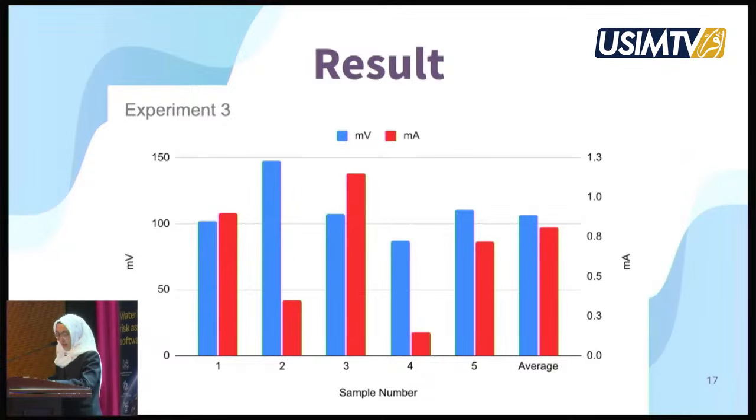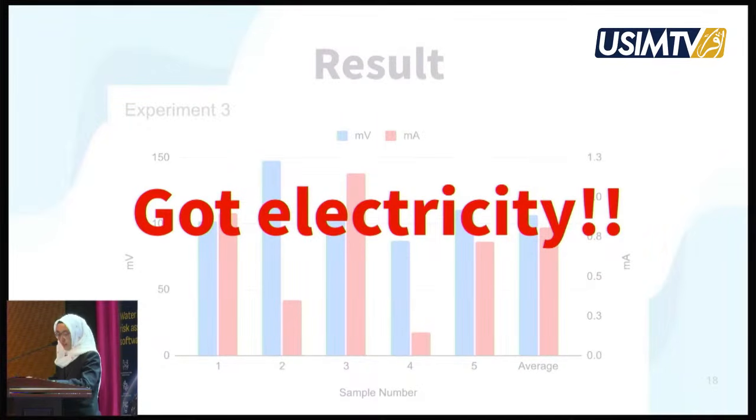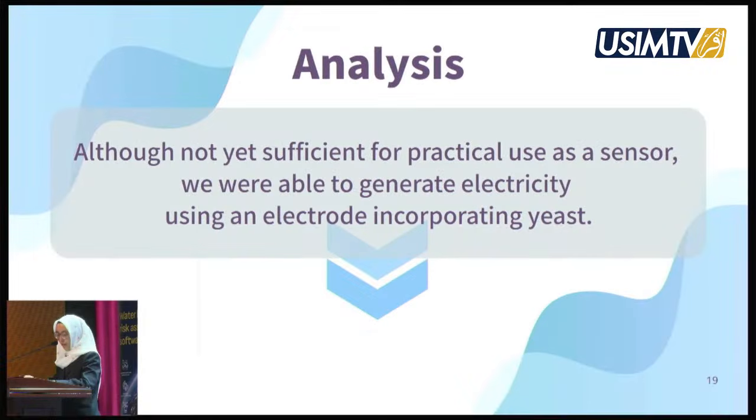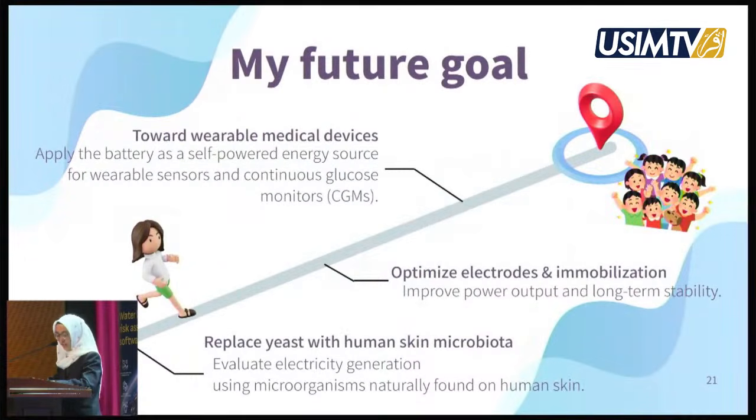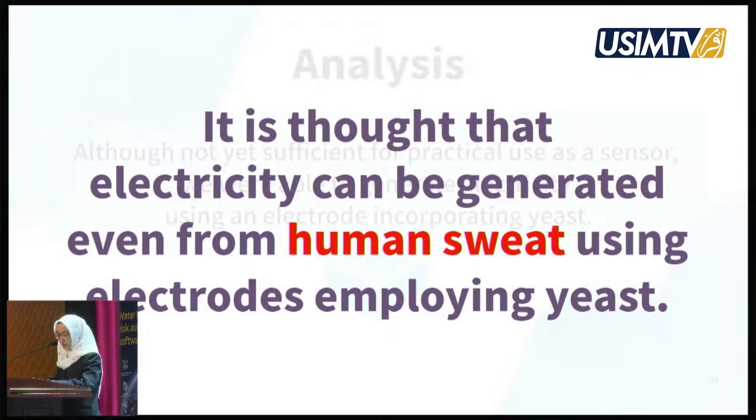At this stage, the battery does not produce enough electricity to power a wearable sensor. However, generating electricity with the electrodes is an important first step. These results suggest that microorganisms can be used in flexible carbon electrodes for biobatteries.